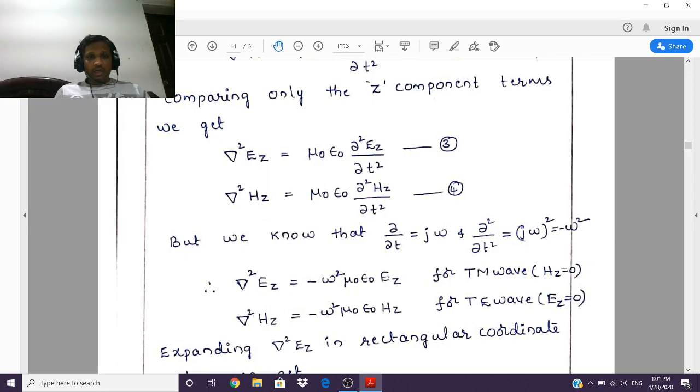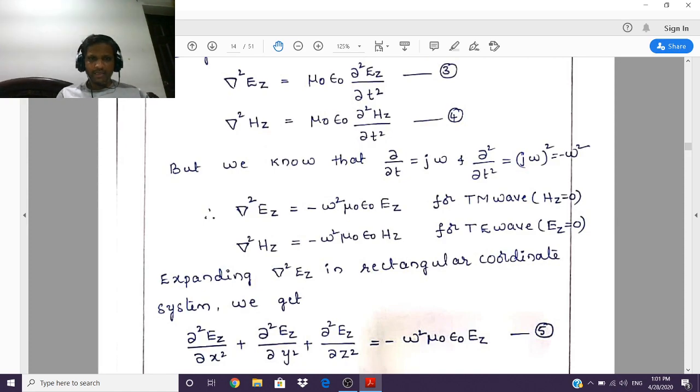Now, I will substitute the value of dou by dou t, which is equal to j omega, which everybody might have seen in EMF, and similarly dou square by dou t square is equal to j omega whole square, which is nothing but minus omega square. So now replace both in the third and fourth equations. Equations 3 and 4 will become del square Ez equals mu naught epsilon naught as it is, and in place of dou square by dou t square we get minus omega square, and Ez will be as it is. So the equation now becomes del square Ez equals minus omega square mu naught epsilon naught into Ez, and similarly del square Hz equals minus omega square mu naught epsilon naught into Hz.